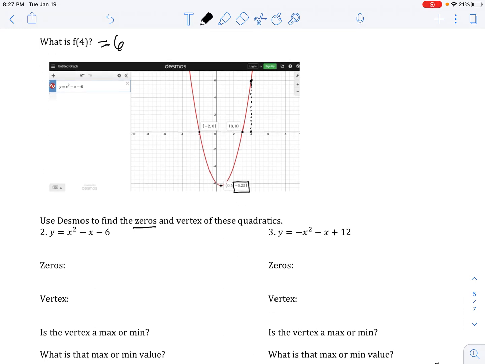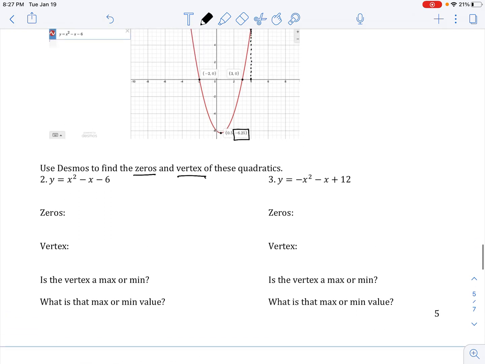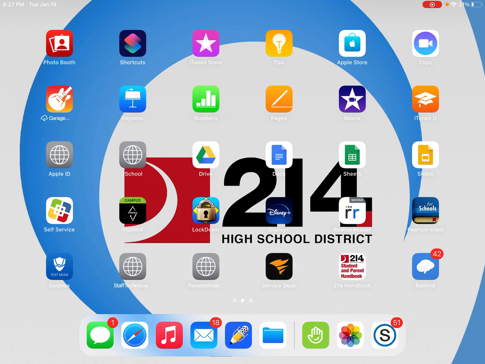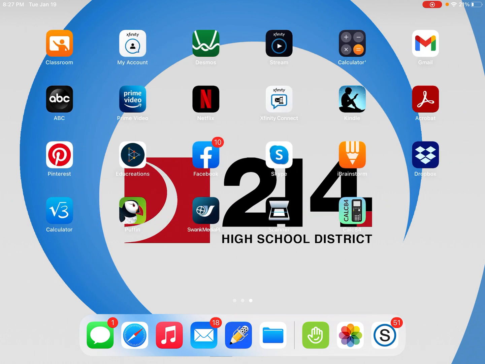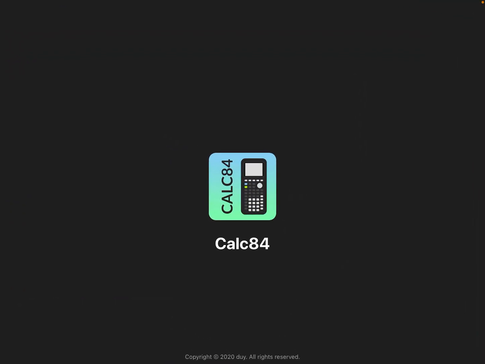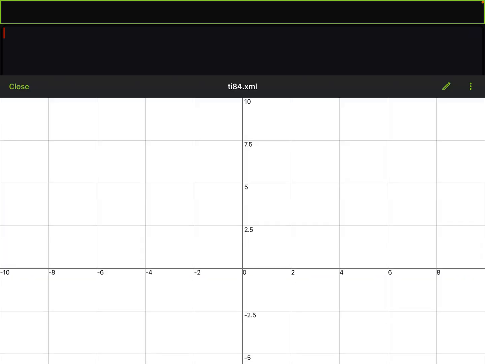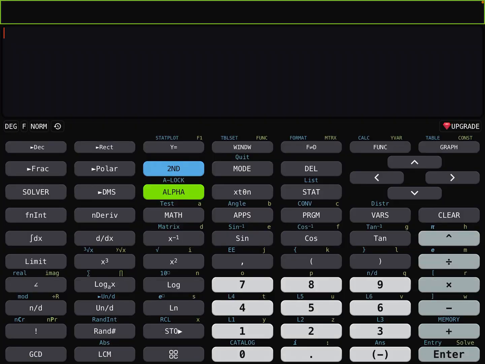Pretty easy. Okay, use Desmos to find the zeros and the vertex of these quadratics. You're going to go ahead and type in x squared minus x minus 6. Also, I think I downloaded that Graph and Calc. Let me look for it. Let's see if I could demo one here. Oh, that's Calc 84. Nope, wrong one. Okay, I don't have, let's see, graph.